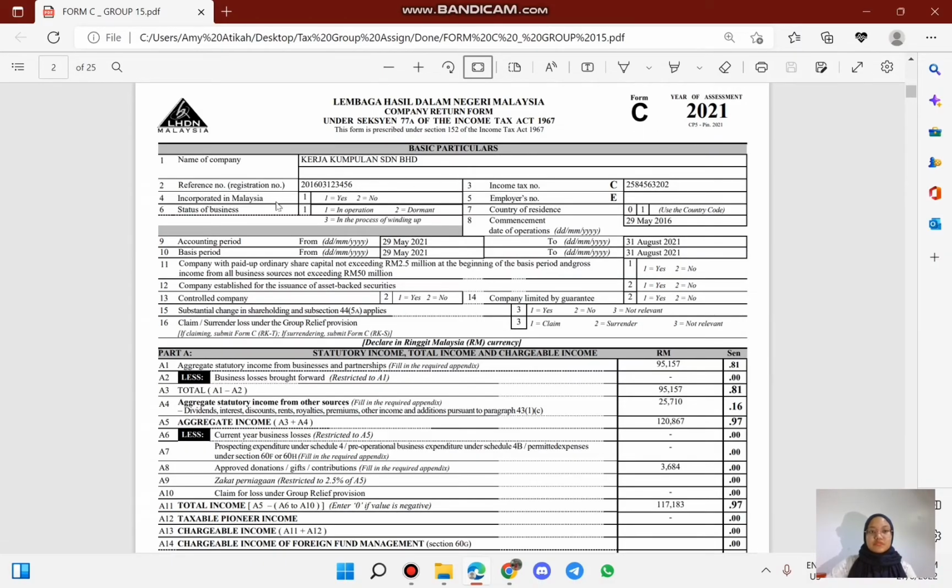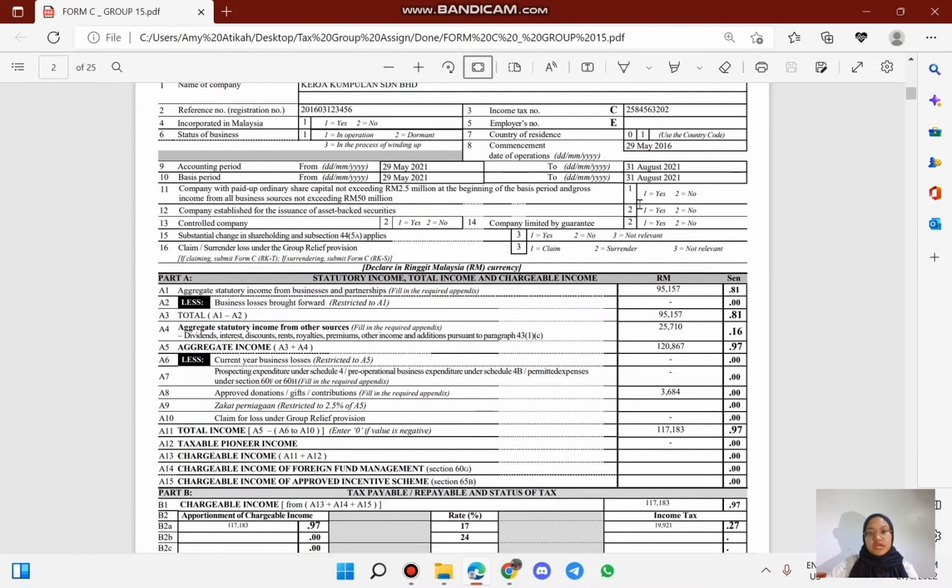To fill in Form C, we just have to fill in the name of the company, which is Kerja Kumpulan Sdn Bhd, reference number, income tax number, incorporated in Malaysia, yes, status business in operation, and company residence 01, which is Malaysian. Commencement date of operation is 29th May 2016. Accounting period starts 29th May 2021 until 31st August 2021, same as the basis period. As for the company, paid up ordinary share is yes.